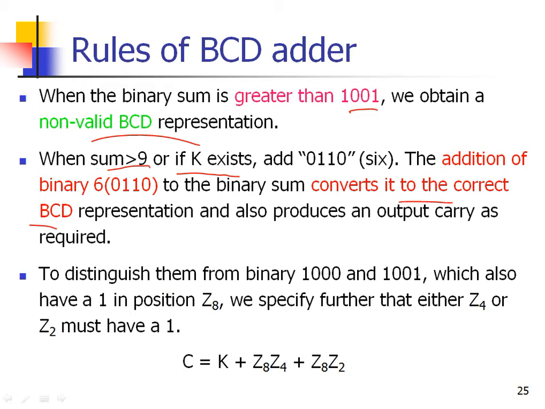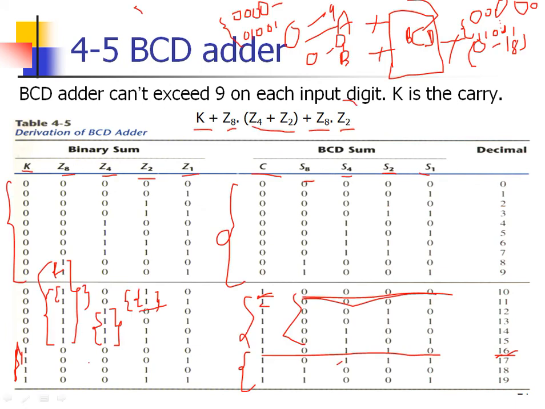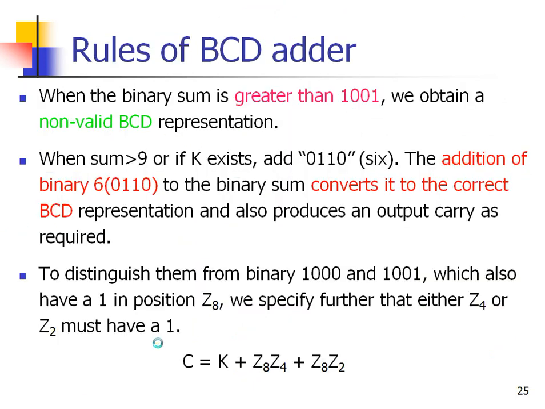1000 and 1001, which also have a 1 in position 8, we specify further that either Z4 or Z2 must have a 1. That is what is given here. Z4 or Z2 must have a 1 in this case. If that is the case, the carry is generated. Okay, so that is represented in an equation.